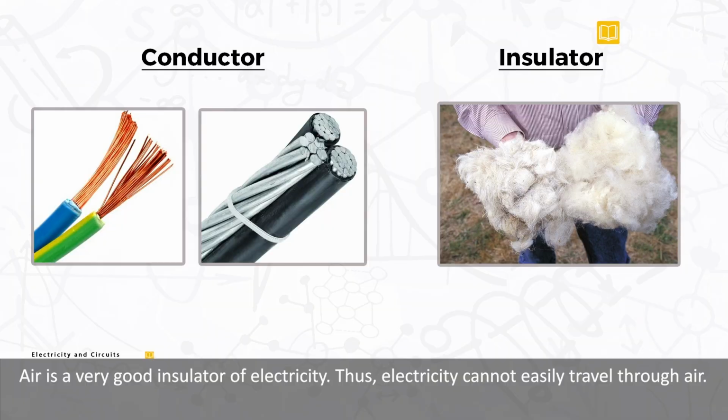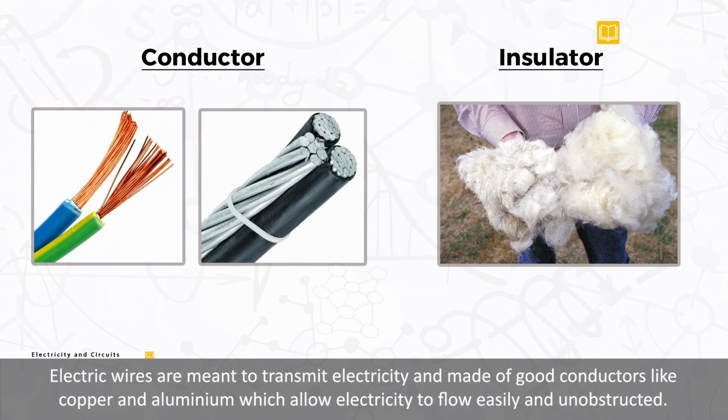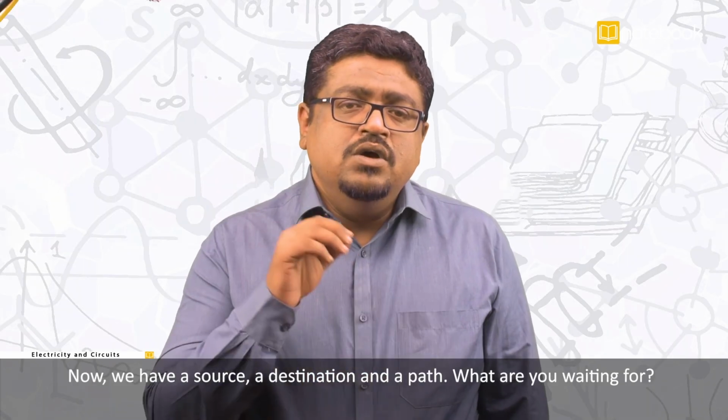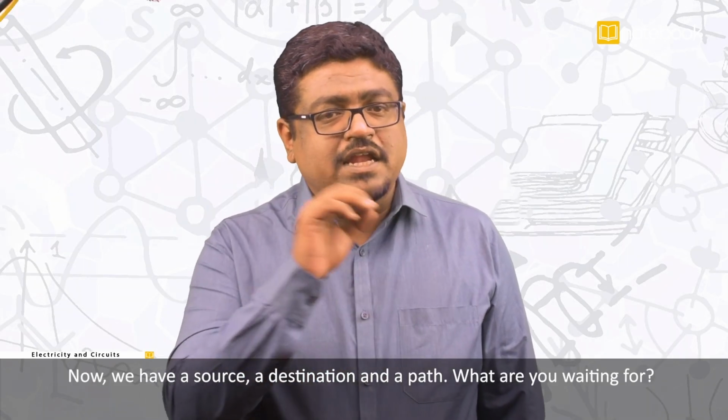Air is a very good insulator of electricity. Thus, electricity cannot easily travel through air. Electric wires are meant to transmit electricity and are made of good conductors like steel, copper, and aluminium, which allow electricity to flow easily and unobstructed. Now, we have a source, a destination, and a path.